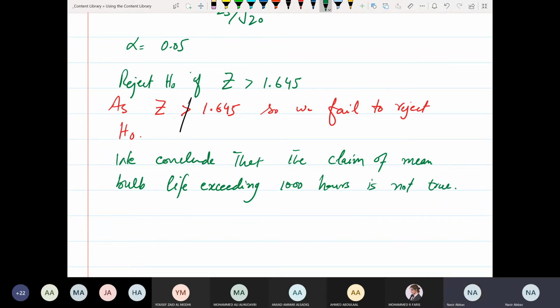The claim is not true. Is that clear? Someone asked a question; I did not get if this was the question. Yes? Yes. No, I understand.